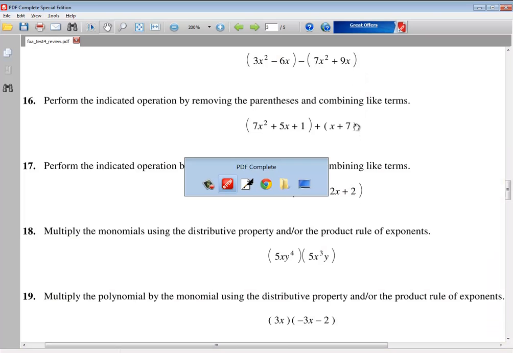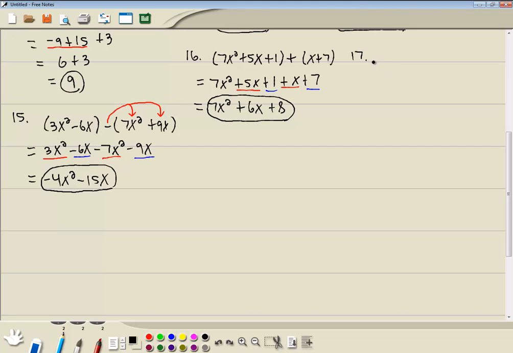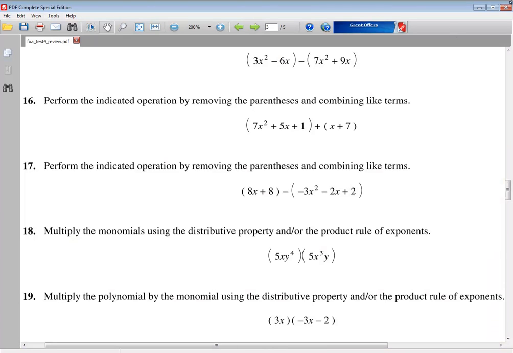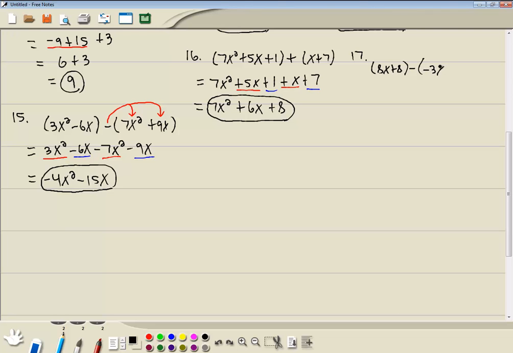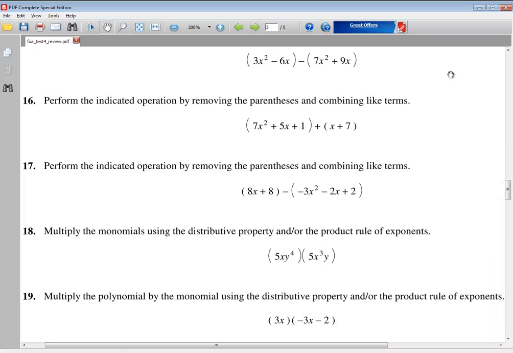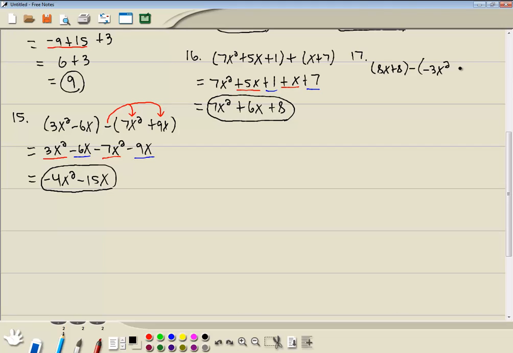17. 8x plus 8 minus the negative 3x squared minus 2x plus 2. Well, the first set of parentheses didn't do anything, so we can just drop it. So we got 8x plus 8.